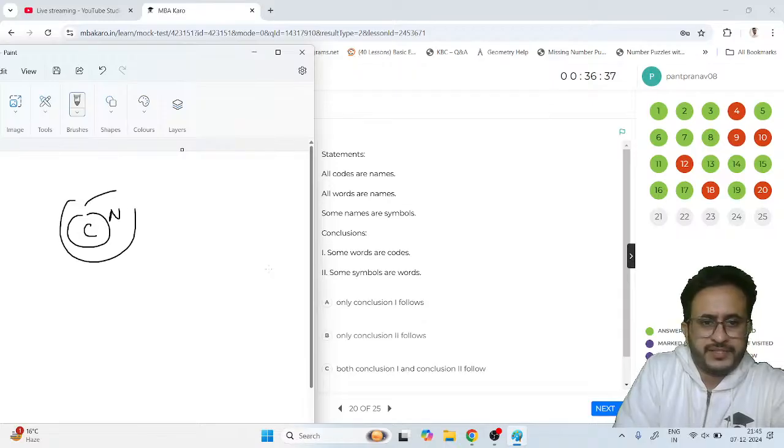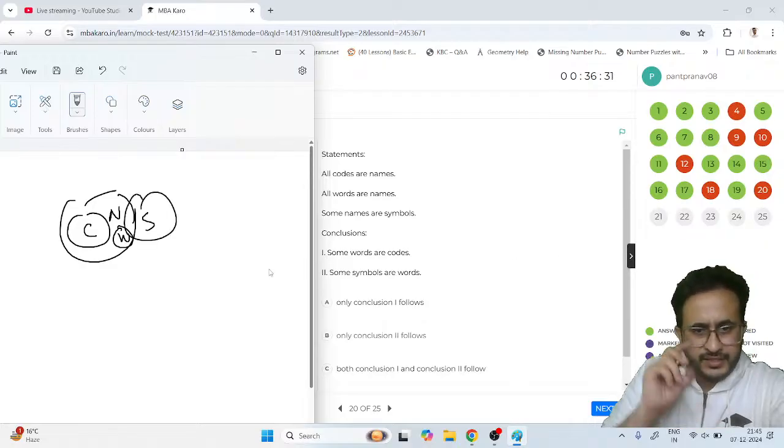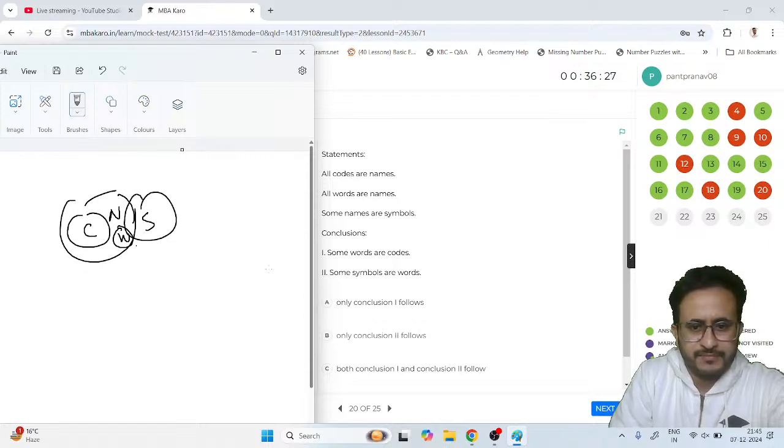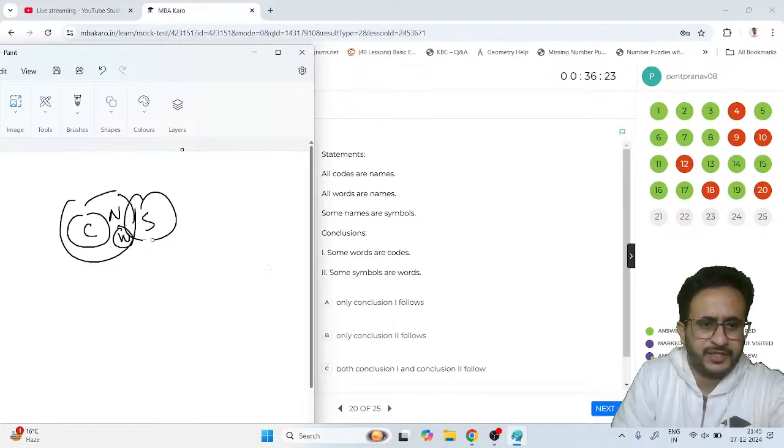Codes are names, and all words are names. Some names are symbols. Okay, this is the statement. Conclusion is some words are codes, not necessary. Some symbols are words, not necessary. I mean, I drew the diagram the wrong way. So symbol can be outside. So none of these follows.